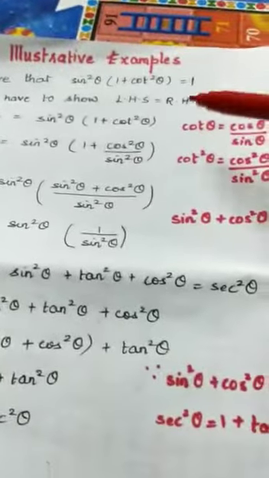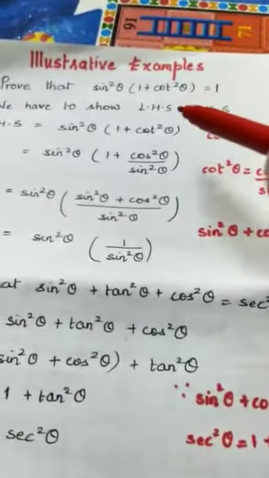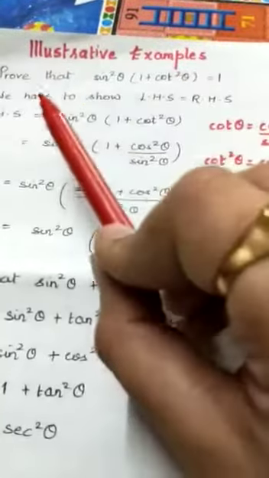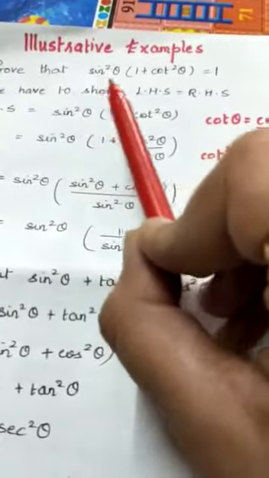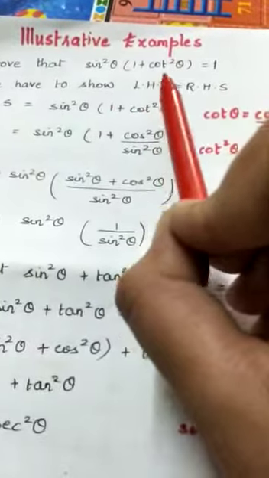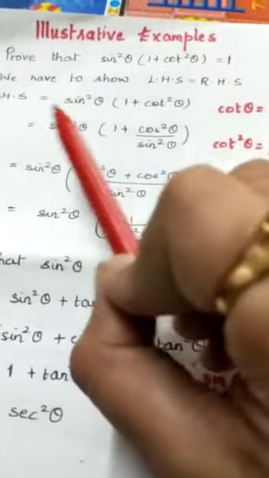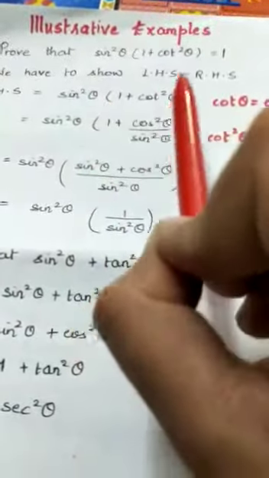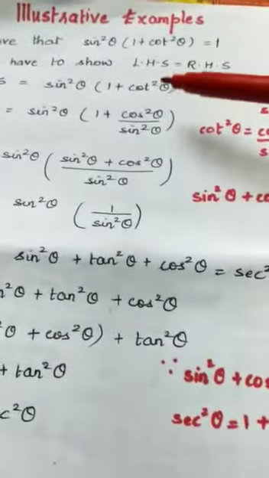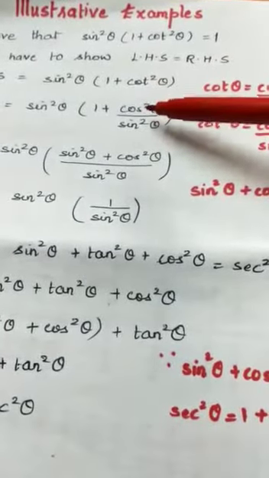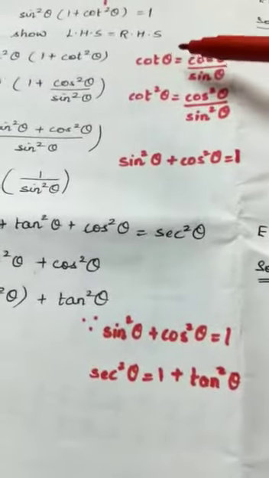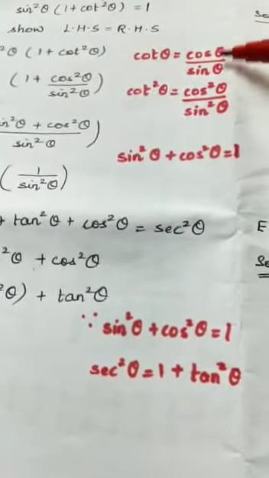On the basis of all these trigonometric ratios, I have solved some examples, and you have to copy them and try to understand. Here we have to prove that sine square theta into bracket 1 plus cot square theta is equal to 1. So what do we have to consider? We have to show left hand side is equal to right hand side. Left hand side is sine square theta into 1 plus cot square theta. Now what is cot? Cot can be represented as cos upon sine.